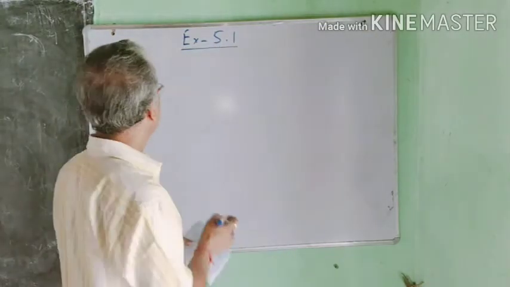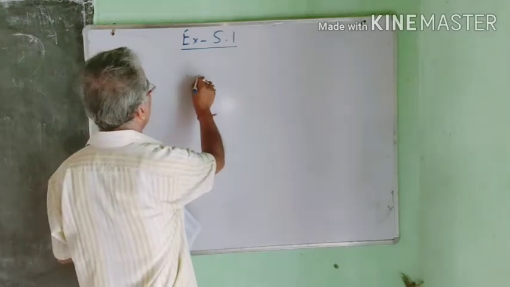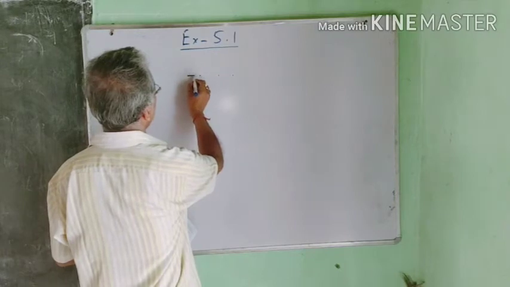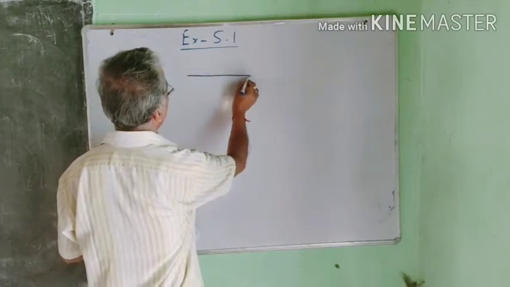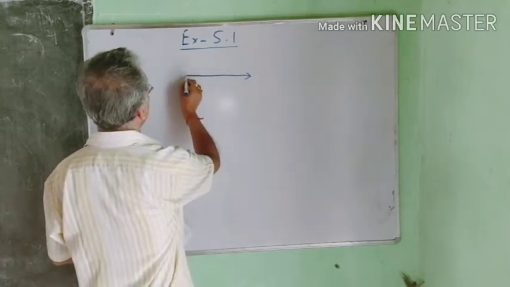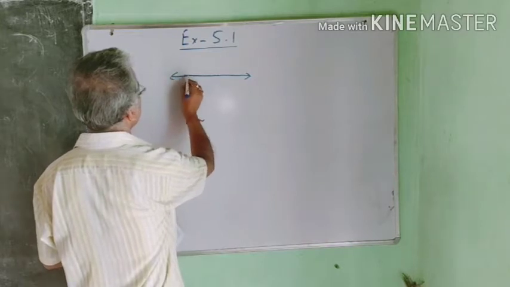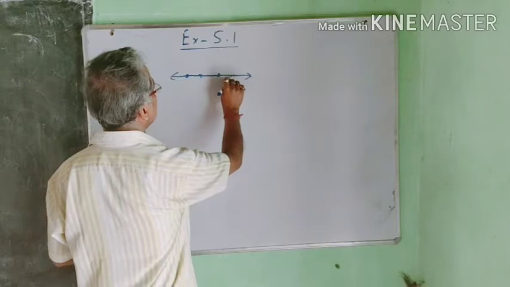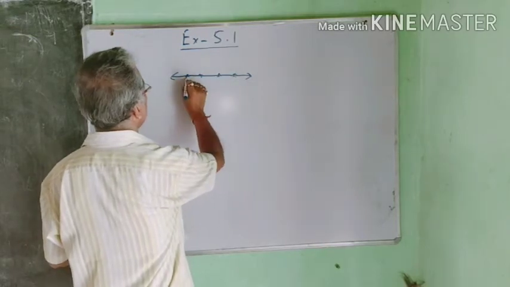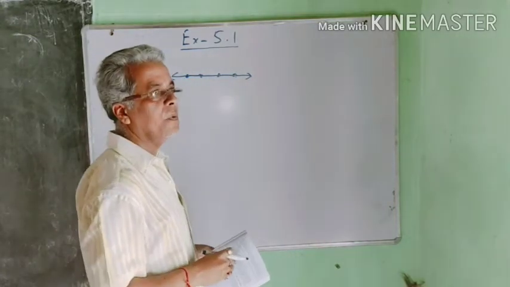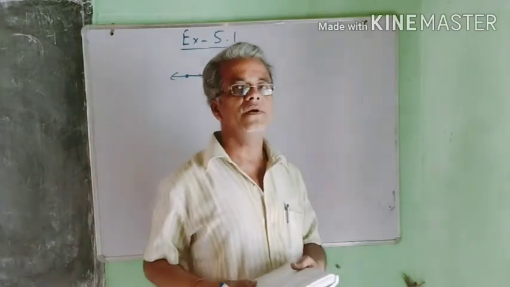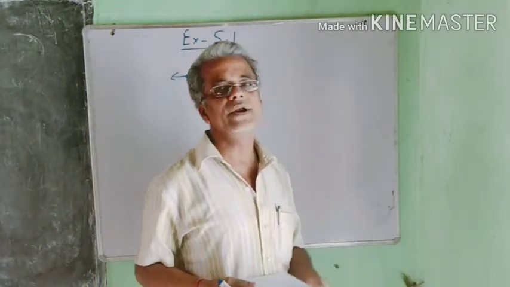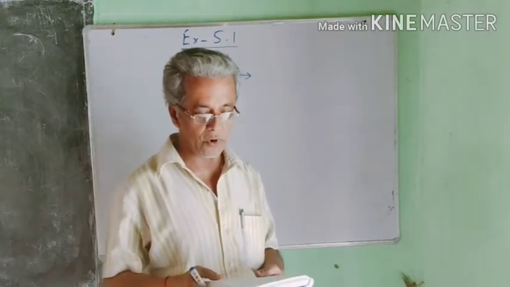Now, if some points are there, when joined we get a line, then the points are said to be collinear. These are the points on the same line. So if a number of points lie on a straight line, then the points are said to be collinear points.